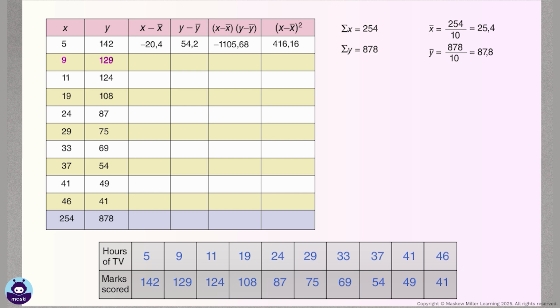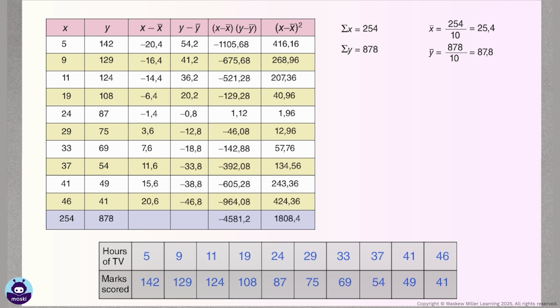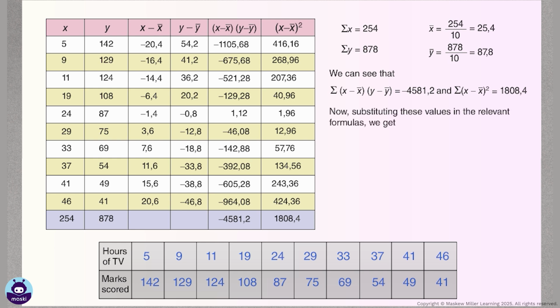For x is equal to 9 and y is equal to 129, x minus x bar is equal to negative 16,4. Y minus y bar is equal to 41,2. X minus x bar times y minus y bar is equal to negative 675,68. And x minus x bar the whole square is equal to 268,96. Similarly, we calculate the other set of values. We can see that the summation x minus x bar times y minus y bar is equal to negative 4,581,2, and summation x minus x bar the whole square is equal to 1,808,4. Now we substitute these values in the relevant formulas.